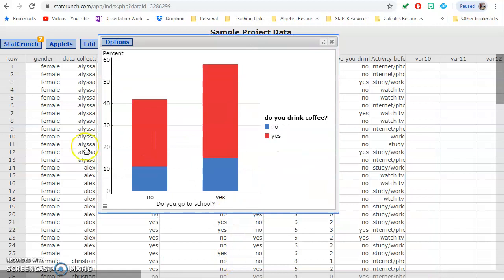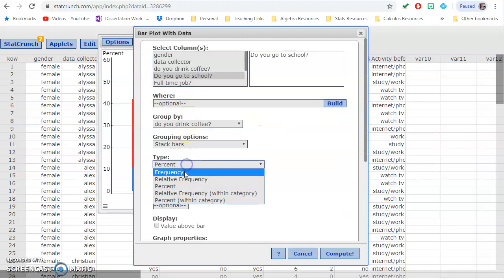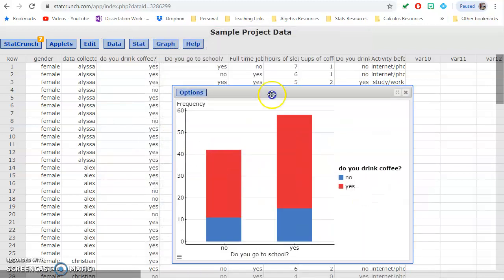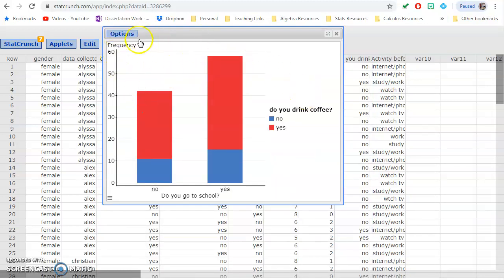So here we can see, do you go to school, yes or no? So this is student, not student, and then broken down by coffee drinking. This is nice because it also lets us see the breakdown of students versus non-students in the sample. So almost 60% of the sample were students versus 40% not being students. That's really lovely. Again, I didn't even need to change that to percent. I could have just left it at frequency, and then we had the number of people, and it looks like they talked to 100 people, so this was fine.